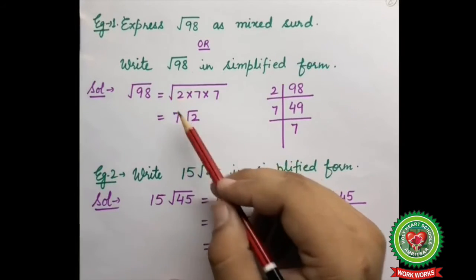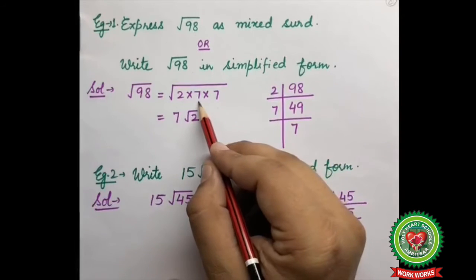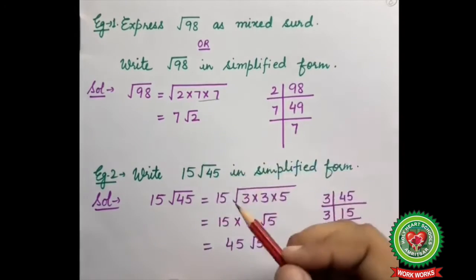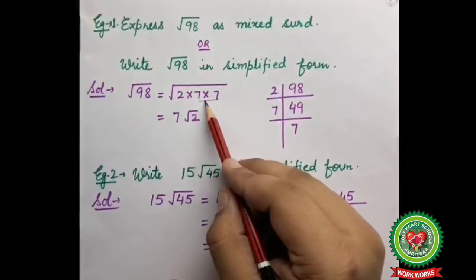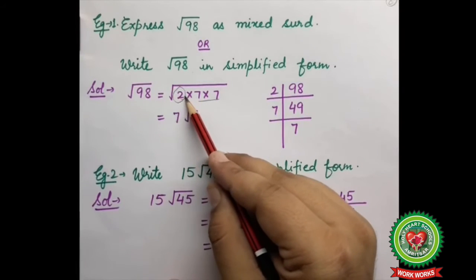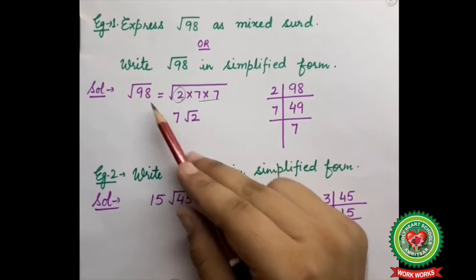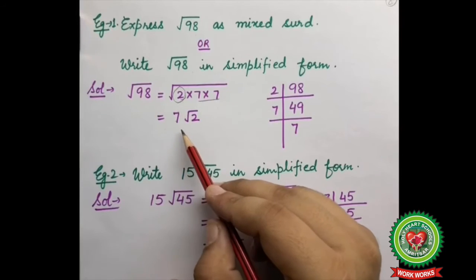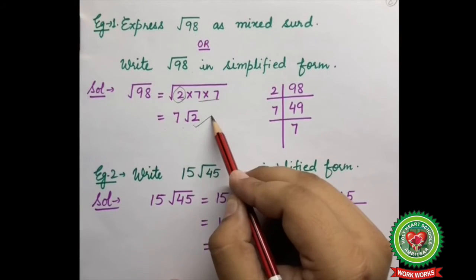As the order is 2, we are going to do the pairing of two terms. So here we get the pair of 7. So 7 will come outside and 2 will remain inside. So square root of 98 is equal to 7 under root 2.